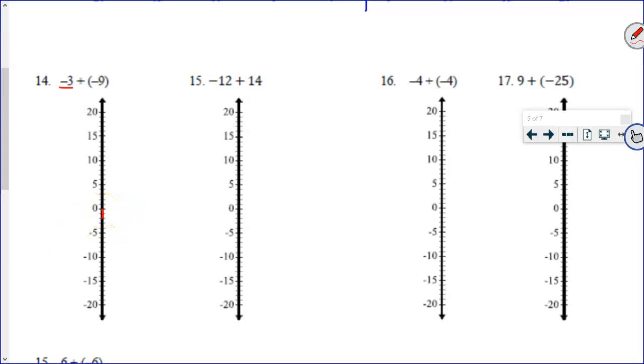Negative 3 now. 1, 2, 3. And then from there, I count down another 9. 1, 2, 3, 4, 5, 6, 7, 8, 9. And where did I end up? It looks like I ended up right here at negative 12. Again, that confirms, just like we had suspected before, that rocks plus rocks is going to equal even more rocks.